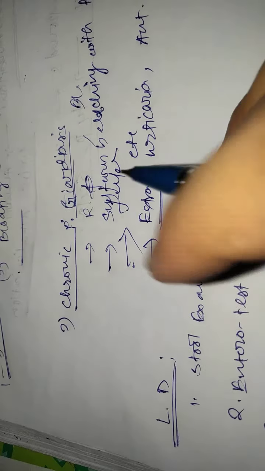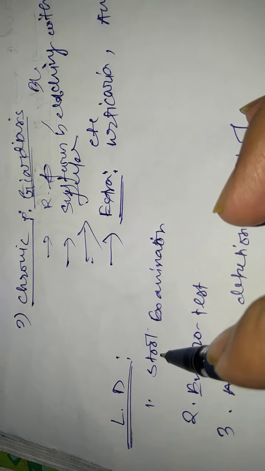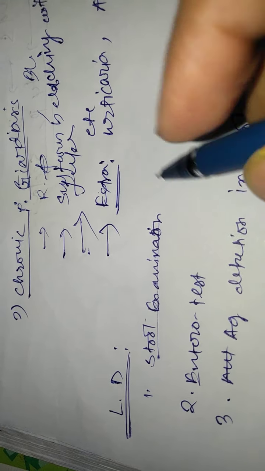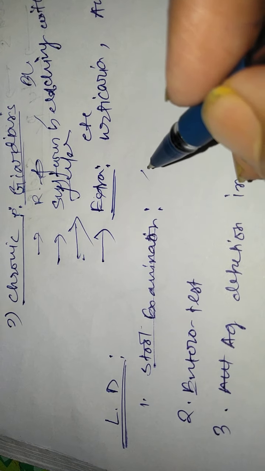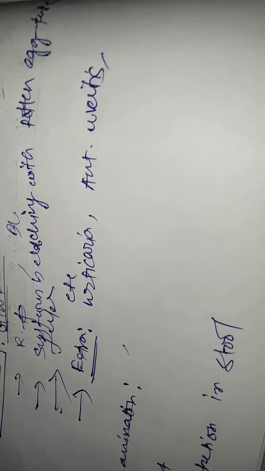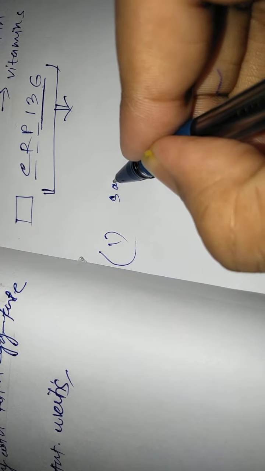Now what is the lab diagnosis? For lab diagnosis, you have to go for stool examination. In the stool examination, we can find the cystic stage or the trophozoite stage. For that, what do we have to do? That is a saline or iodine wet mount, right?